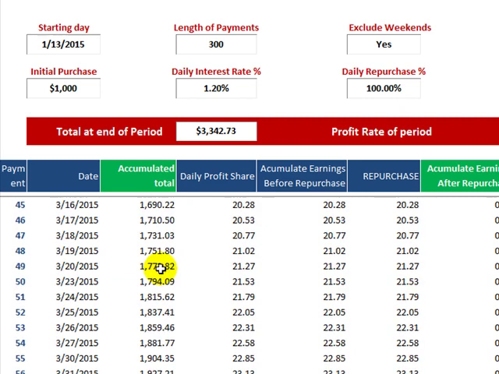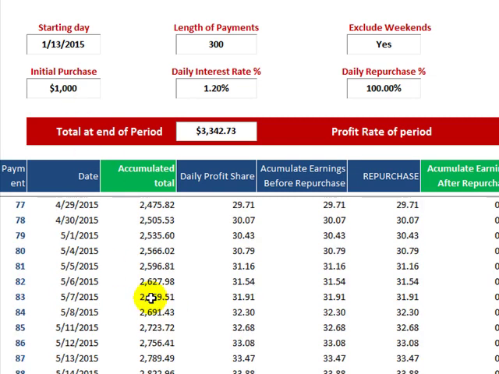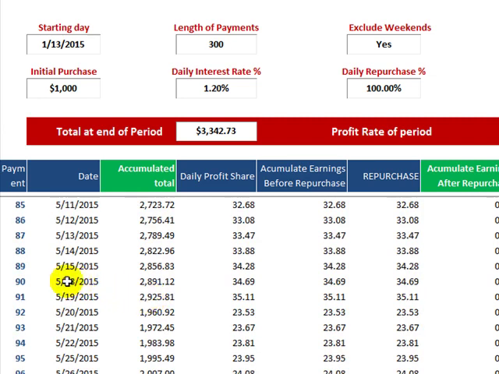And let's scroll all the way down here. So if you leave it in there for 60 payments, that 60th payment is on April 6th, and your money has grown now to 2,021. Let's go down to 90 days. Okay, things start happening right around this point. On the 90th payment, your account is now $2,891, and 1.2% of that is $34.69.